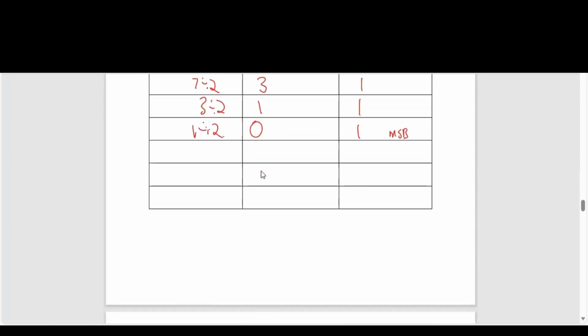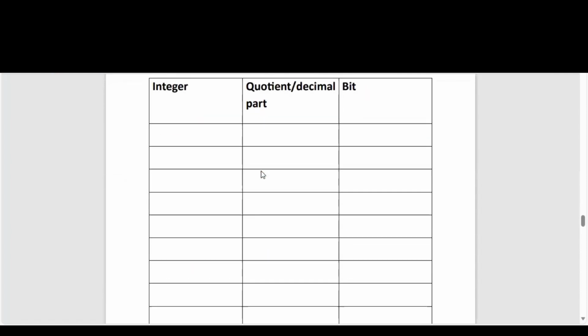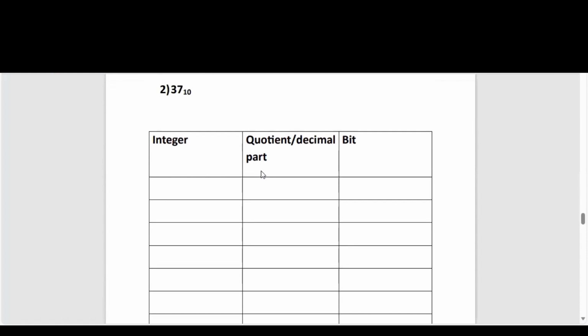So I think I've practiced enough. I'll try one more. So 37, we convert that to binary. Divide by 2, 18. Right, 18. Yes, 18, 36. The remainder is going to be 1.